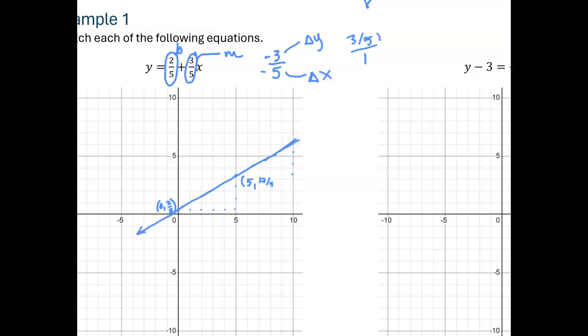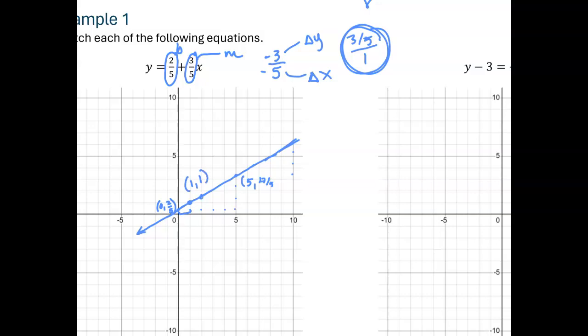But I want to actually look at this one that I wrote down. This one's actually kind of nice in this problem. Over 1, up 3/5 is the way I would look at that. And that's nice because I can use it right here and say, okay, if I go over 1 and up 3/5, that actually puts me right at (1, 1).